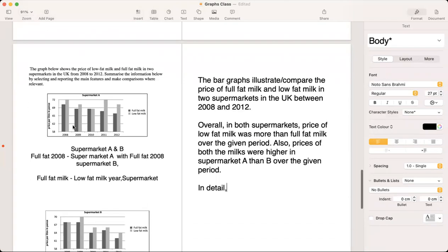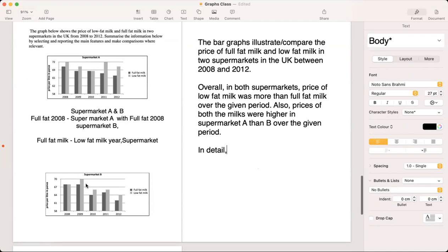Now I made a simple thing. I'm going to write it like this. I'm going to first write low fat milk from 2008 to 2012. Then I'm going to write full fat milk from 2008 to 2012 for supermarket A. That's what I'm going to do in the first graph. And in the second graph, I'm going to do the same thing. First full fat milk, then low fat milk from 2008 to 2012. That's what I've decided.